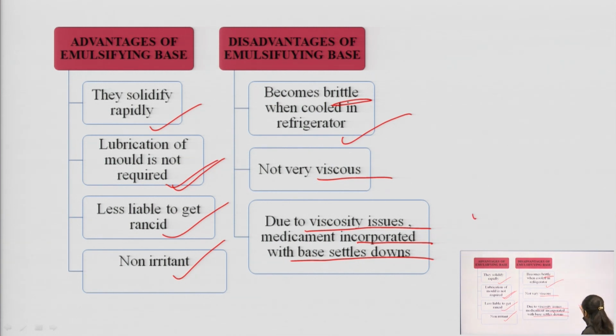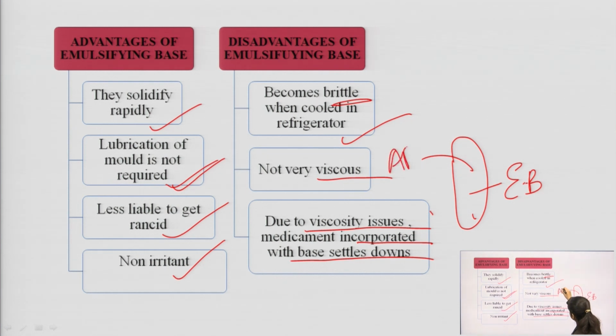For example, if this is the suppository and we are incorporating emulsifying bases as our base, and we have a certain API in it, and if this emulsifying base is less viscous, it is not very viscous, what is going to happen is our medication or the API is going to remain at the bottom part of the suppository. So, what happened?